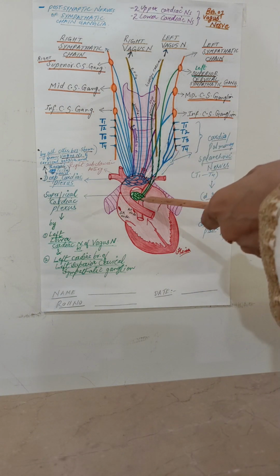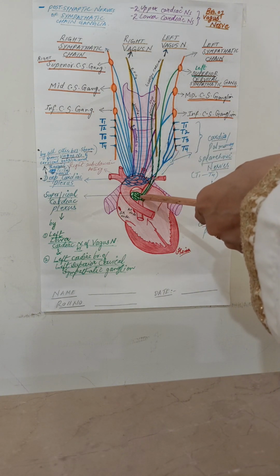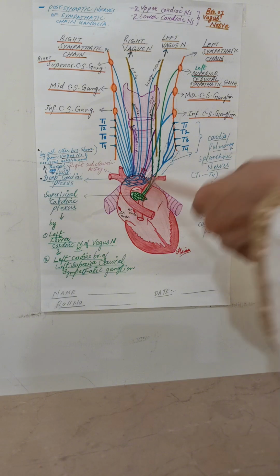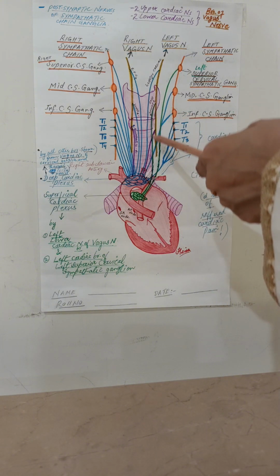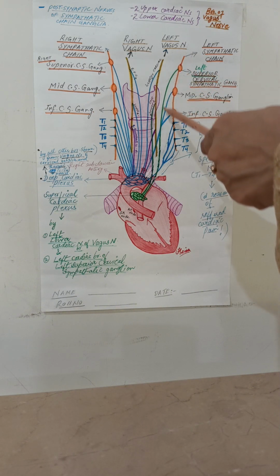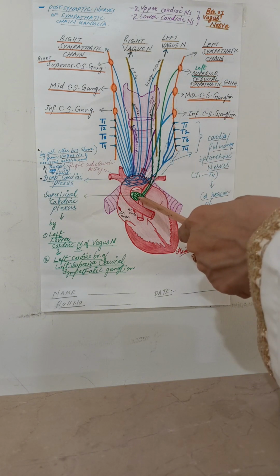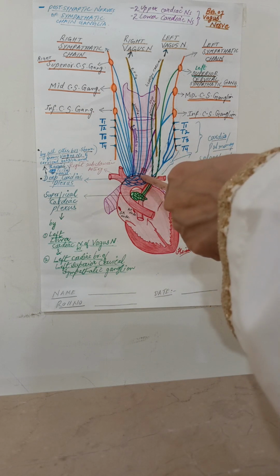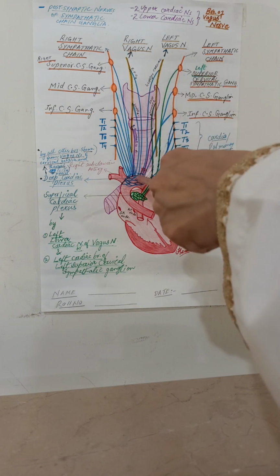So let's revise that the superficial cardiac plexus is formed by the left lower cardiac branch of the vagus, and the left superior cervical sympathetic chain gives a branch to it. And for the deep cardiac plexus, all of the rest of the branches take part in it.